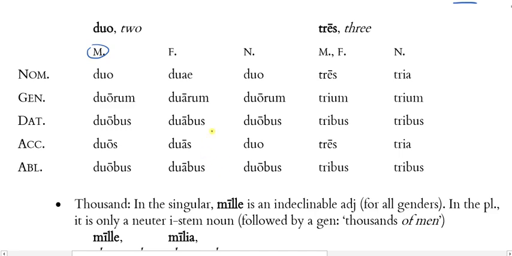So I won't translate these each time, but I just wanted to give you a sense that when you have these forms in a particular case, they can be translated with those case semantics. All right. Feminine: duae, duarum, duabus, duas, duabus.